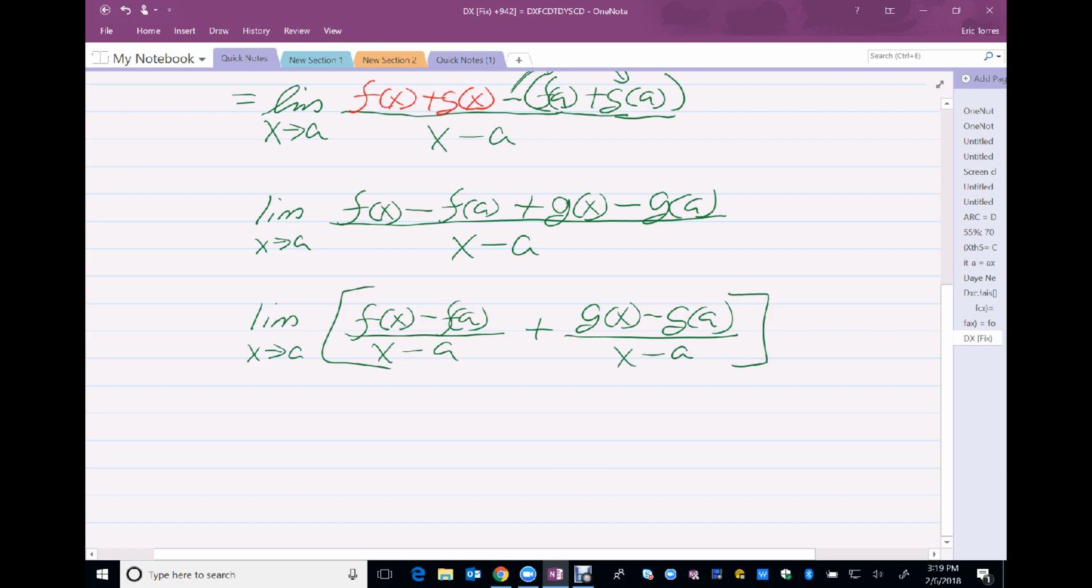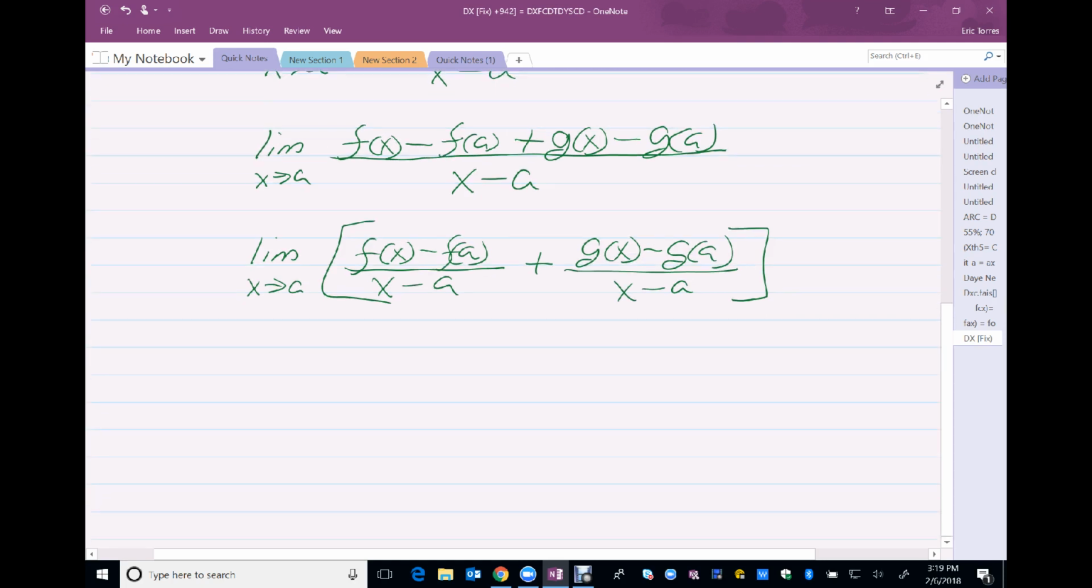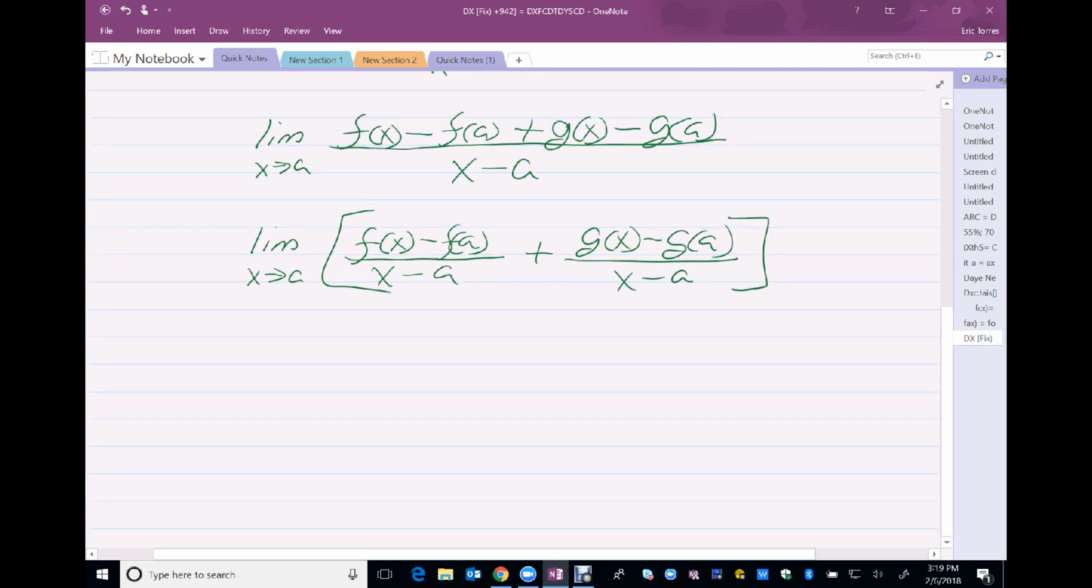Now, my limit property says that if I am adding two things inside of a limit, then I can actually take the limit of each item separately. So goes back to the limit of f plus g equals the limit of f plus the limit of g. So back to our limit laws, I can write this as two separate limits.